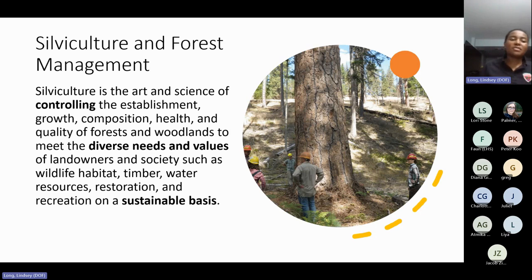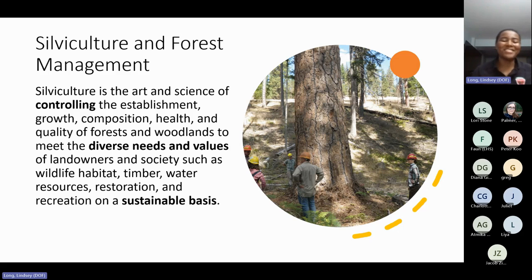Okay, so to start off, silviculture and forest management. The definition of silviculture, I feel like it's a word that not too many people hear from day to day. So here's the basic definition that the U.S. Forest Service actually gives. Silviculture is the art and science of controlling the establishment, growth, composition, health, and quality of forests and woodlands to meet the diverse needs and values of landowners and societies such as wildlife habitat, timber, water resources, restoration, and recreation on a sustainable basis.